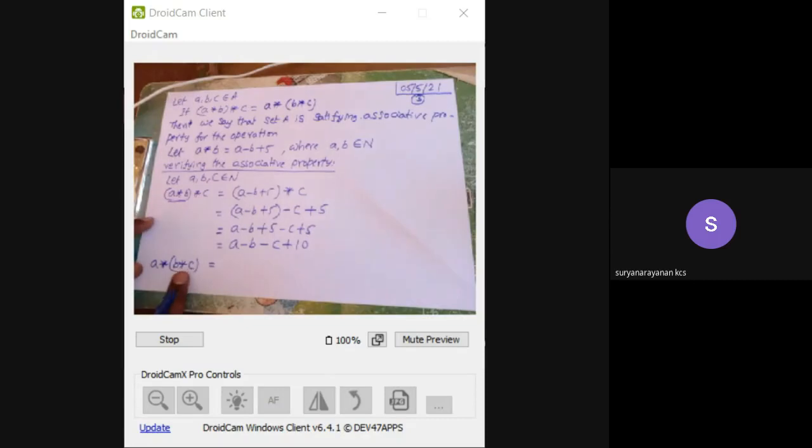First of all, we have to concentrate. We have to focus on the numbers which are written within the brackets. First of all, okay, my children. So A star.